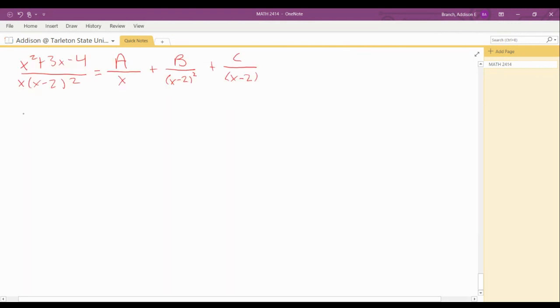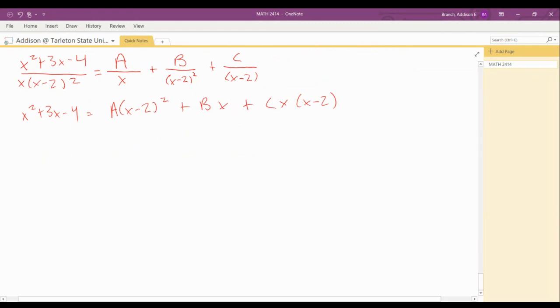So we have x squared plus 3x minus 4 is equal to a times x minus 2 squared, since they just need the x minus 2 squared, plus b times x minus 2 squared, they have the x minus 2 squared, so they just need the x. And then our c, which only has one x minus 2, so we multiply it times x and another x minus 2.